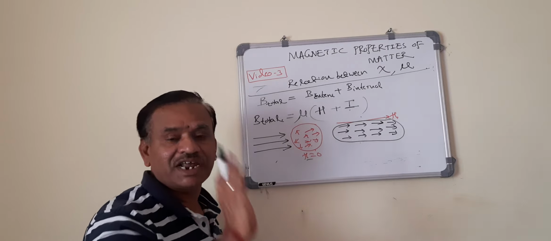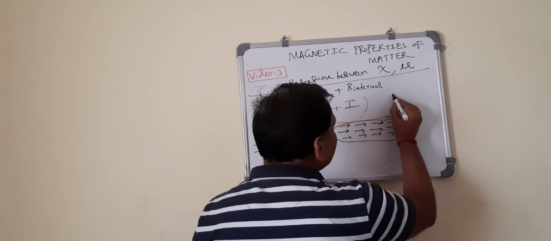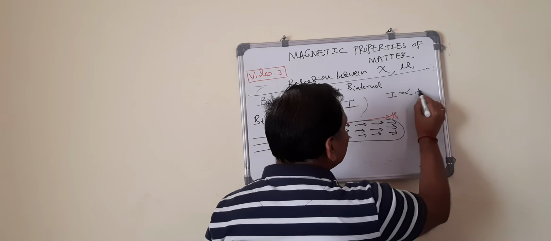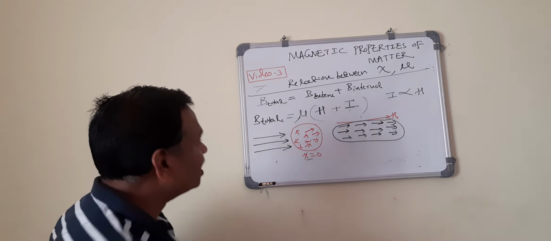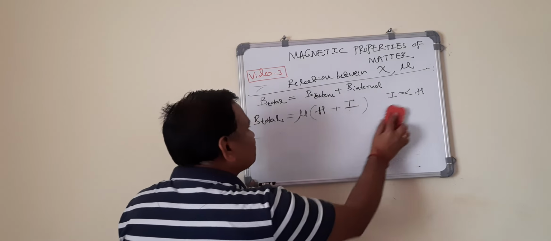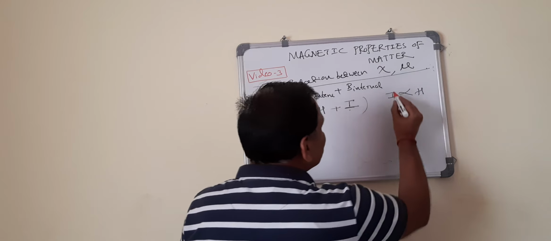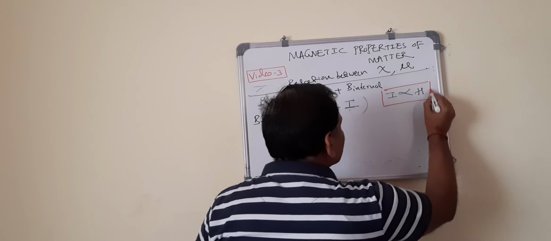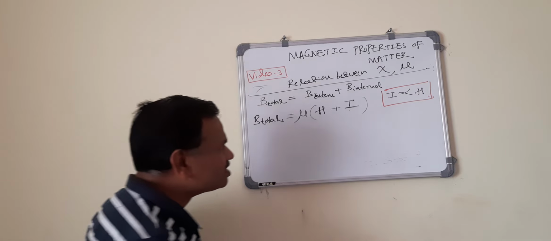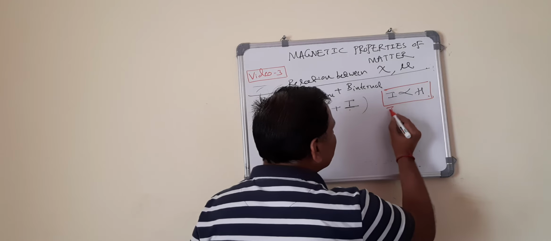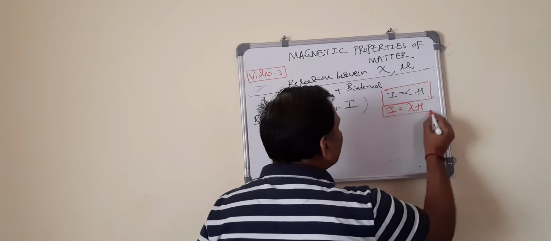These dipoles contribute some magnetization, which is called intensity of magnetization. Remember, intensity of magnetization is directly proportional to H. This is the important concept here. I is directly proportional to H. Then you will ask, what is that proportionality constant? I equals chi into H. I will write that.